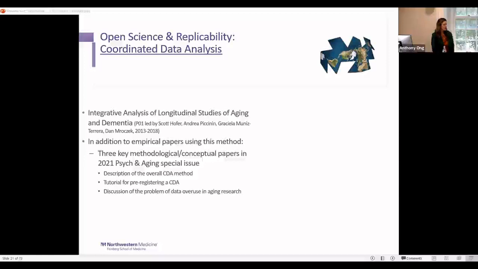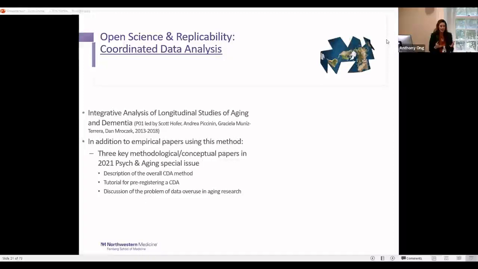I got my start doing my postdoc back in 2013 with Dan Rozek at Northwestern. And this grant had just started. If you've ever met Dan, he's larger than life. Like, you'll never guess what we're going to do. We're going to be able to replicate these long-term findings. We don't have to wait 50 years for another sample to die. We can do it all at once. But we have to figure out how to do it.